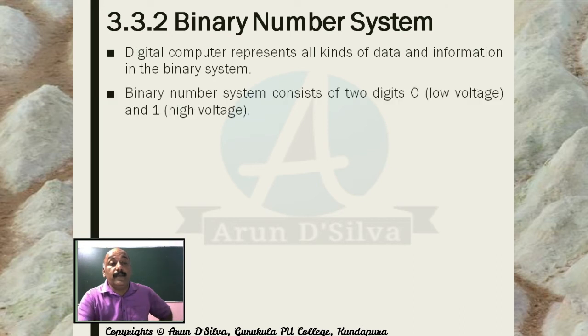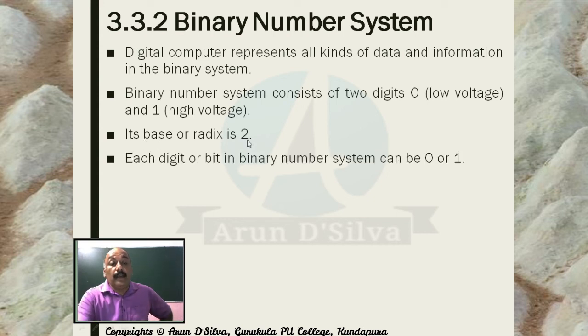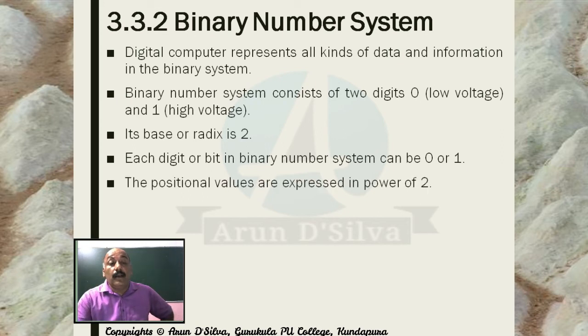Here, the binary number has two states, 0 and 1. 0 is called the low state or low voltage, and 1 is called high voltage or upper state. As only two digits are there, the radix or base of this number system becomes 2, and each digit is called a bit. Positional values are expressed as powers of 2, as in the decimal number system we use powers of 10, here we will use powers of 2.